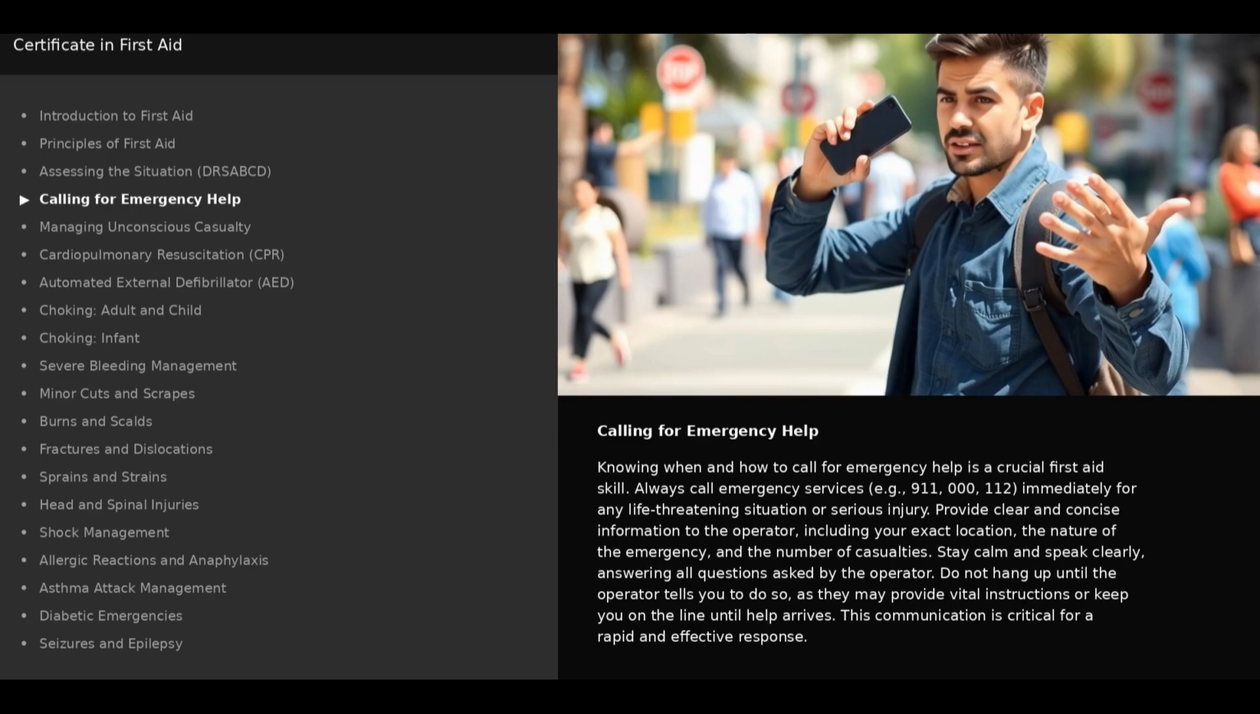Stay calm and speak clearly, answering all questions asked by the operator. Do not hang up until the operator tells you to do so, as they may provide vital instructions or keep you on the line until help arrives. This communication is critical for a rapid and effective response.